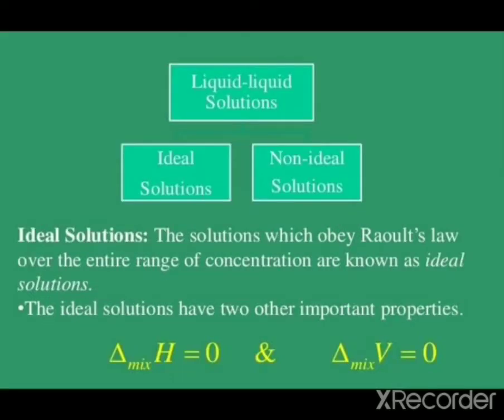What are ideal solutions? These are solutions which obey Raoult's law over the entire range of concentration. For an ideal solution, delta H mixing is equal to 0. It means when the components are mixed with each other, energy is neither absorbed nor liberated. For an ideal solution, delta V mixing is also equal to 0. It means there is neither an increase in volume nor a decrease in volume.